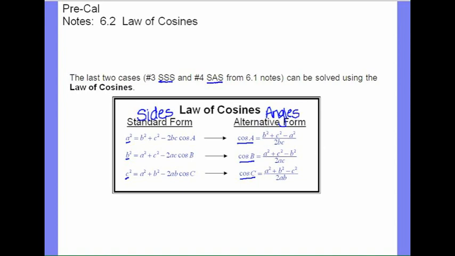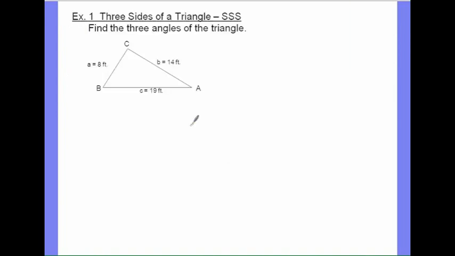So let's start off with an example. Number one, we need to find the three angles of this triangle. So we need to find angle A, angle B, and angle C. And obviously you can't use law of sines because you can't set up a proportion. You don't have any angles here. But if we had one of the angles, then we could use law of sines.